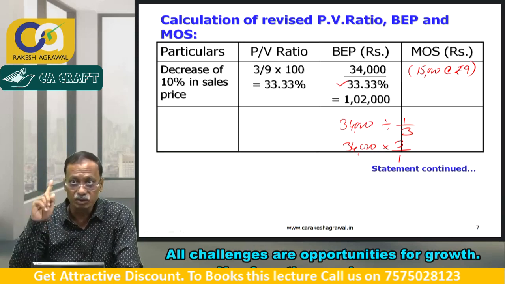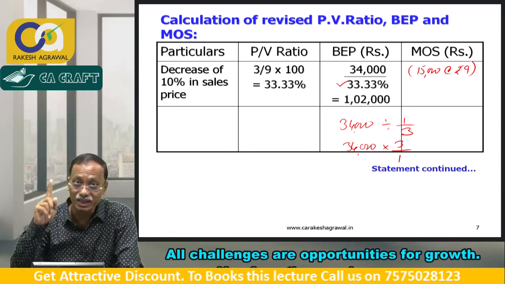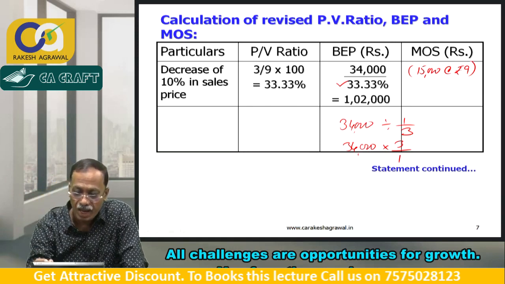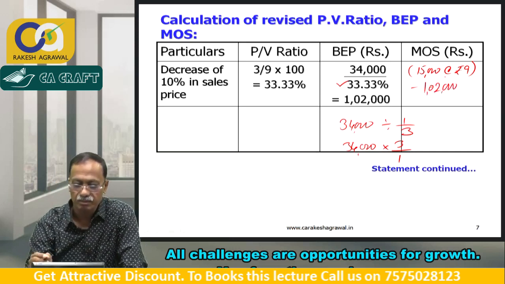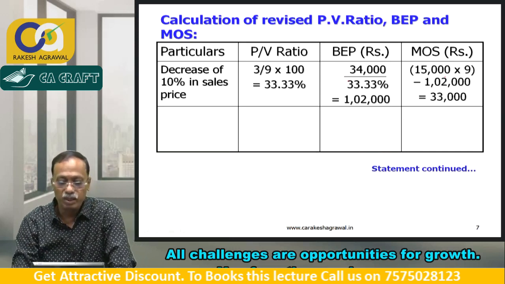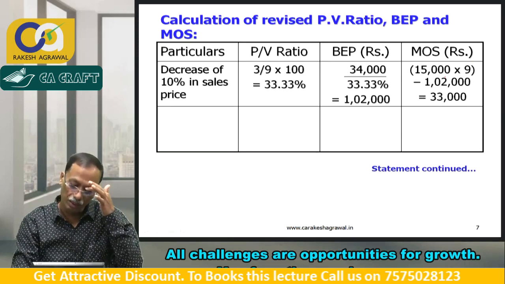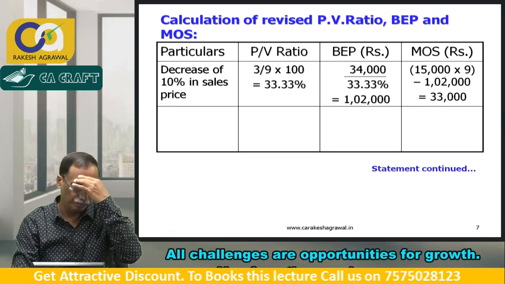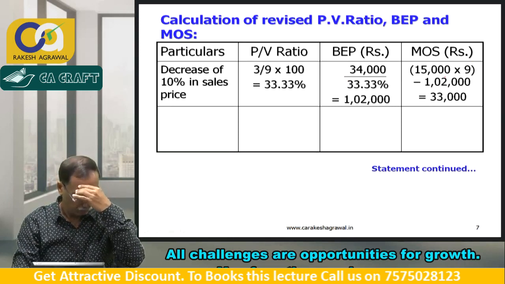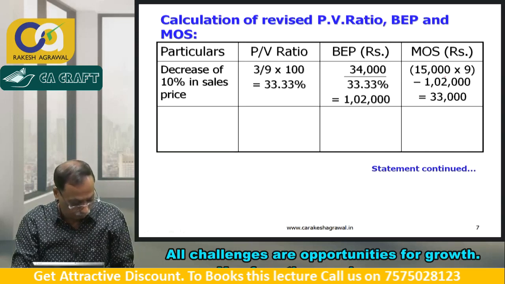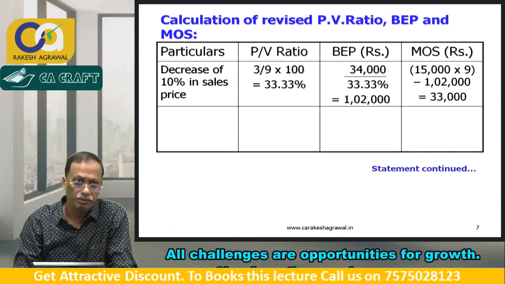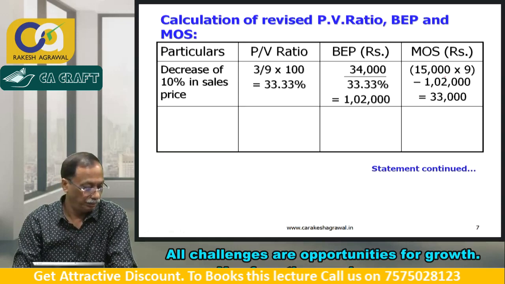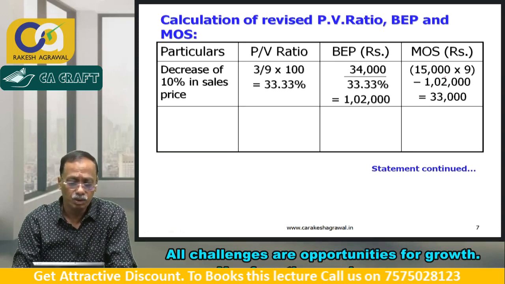Because earlier total sales was 1,50,000 rupees, but that was at 10 rupees selling price. And now minus your BP 1,02,000. That is how you will get margin of safety. Is it okay? So you have to write like this. 15,000 into 9 will be your revised sales revenue. Minus BP 1,02,000. So your revised margin of safety is 33,000. So you got all the three answers revised.